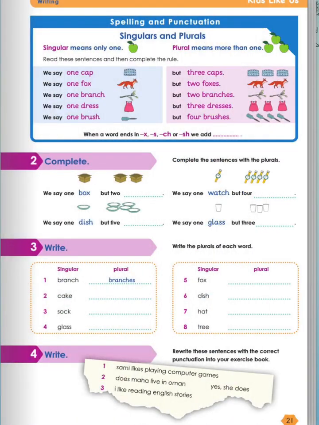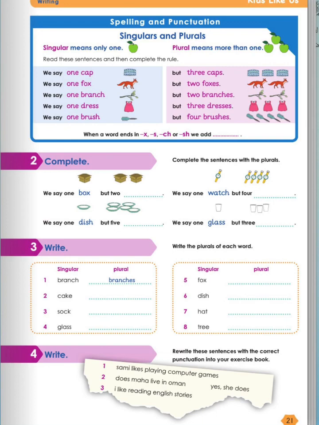Next is spelling and punctuation, singulars and plurals. Singular means only one. Plural means more than one. So read the sentences and then complete the rule. We say 1 cap, but in plural we say 3 caps. We say 1 fox, but 2 foxes. We say 1 branch, but 2 branches.